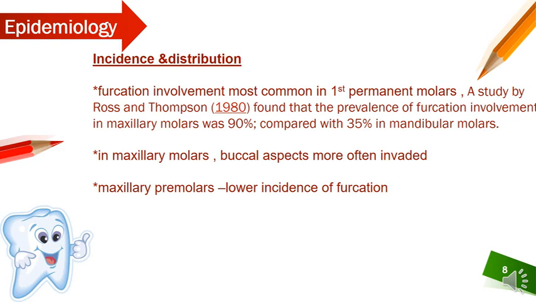Epidemiology. Different studies have shown that furcation involvement is most common in the first permanent molars, and a study by Rose and Thompson in 1980 found that the prevalence of furcation involvement in the maxillary molars was 90% compared to 35% in the mandibular molars. In the maxillary molars, the buccal aspect is more commonly invaded, while in the maxillary premolars there's a lower incidence of invasion.